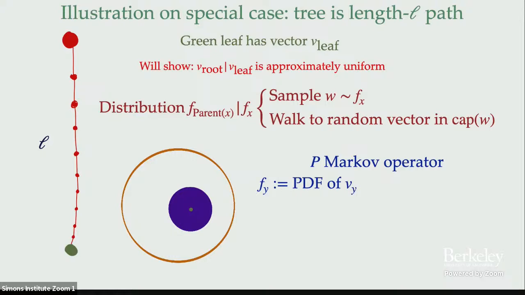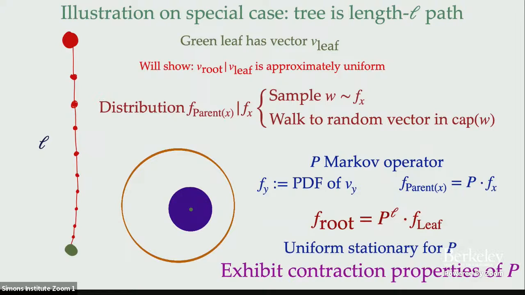And this process that's being described here gives rise to a Markov operator P, which essentially walks from every point to a random point around its sphere cap. So in this way, we can write the parent PDF as equal to applying this Markov operator to the child's PDF. So more generally, the root's distribution is really applying this P L times to the leaf distribution.